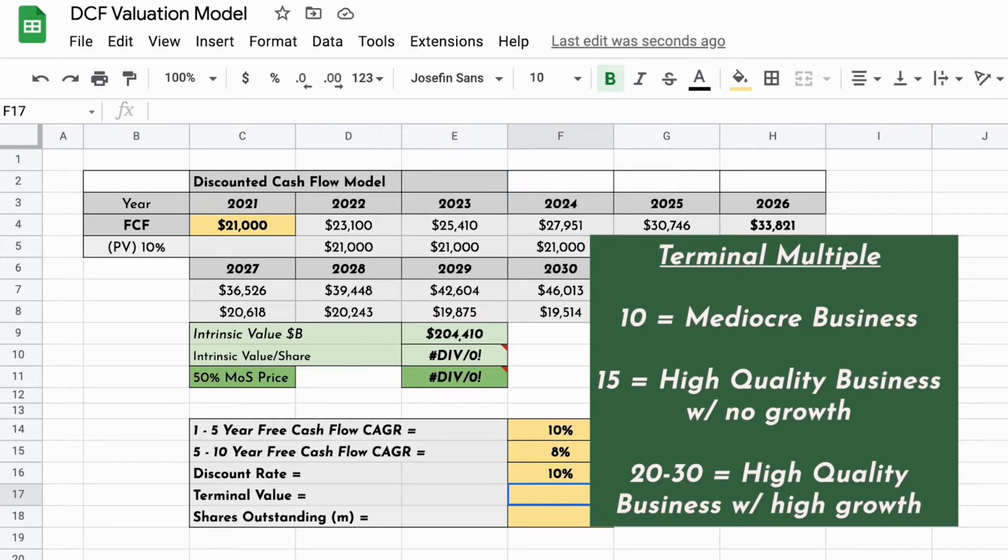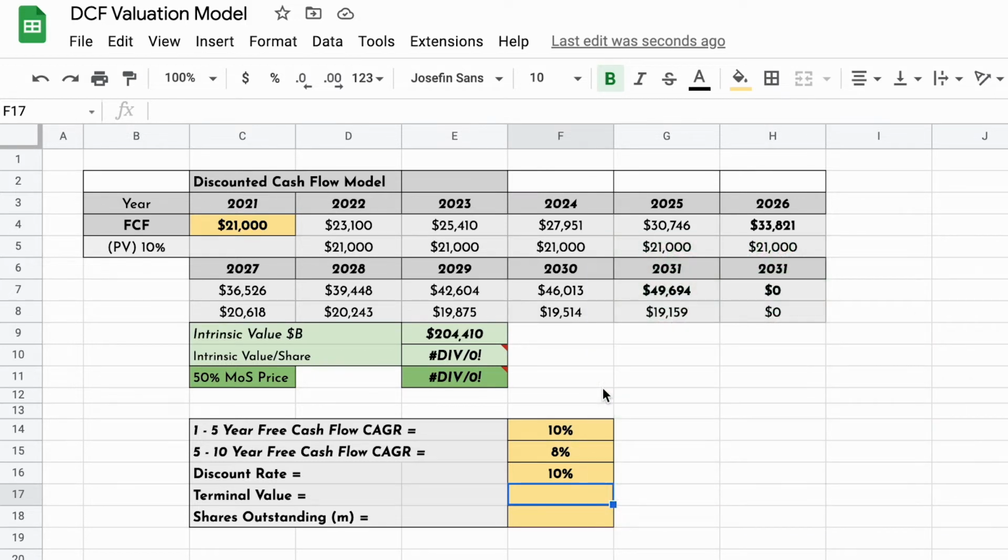And for high quality businesses with big growth ahead, like Tesla, I use a multiple of 20 to 30. It depends business to business. For Alibaba, because I consider them quality and they have slowing growth, I'll give them a terminal multiple of 15.